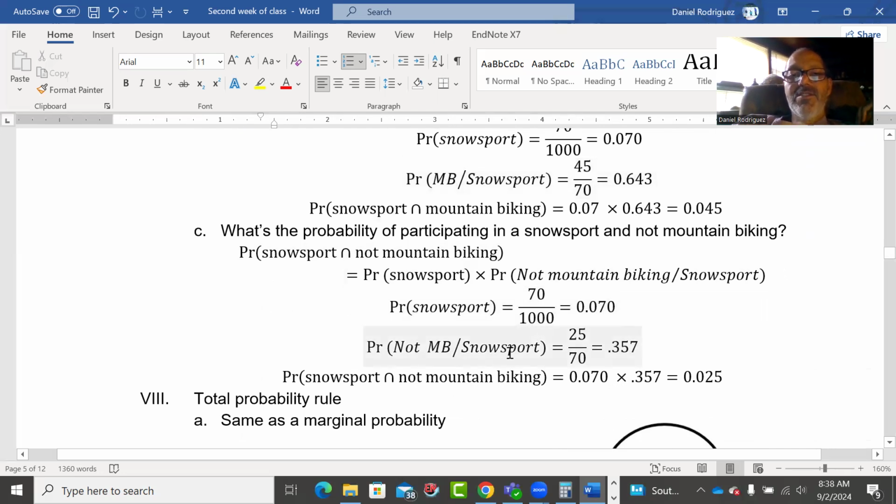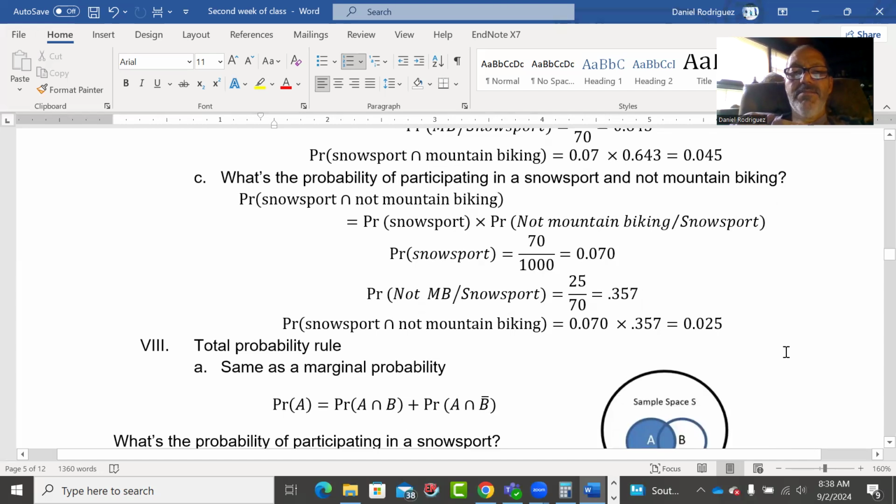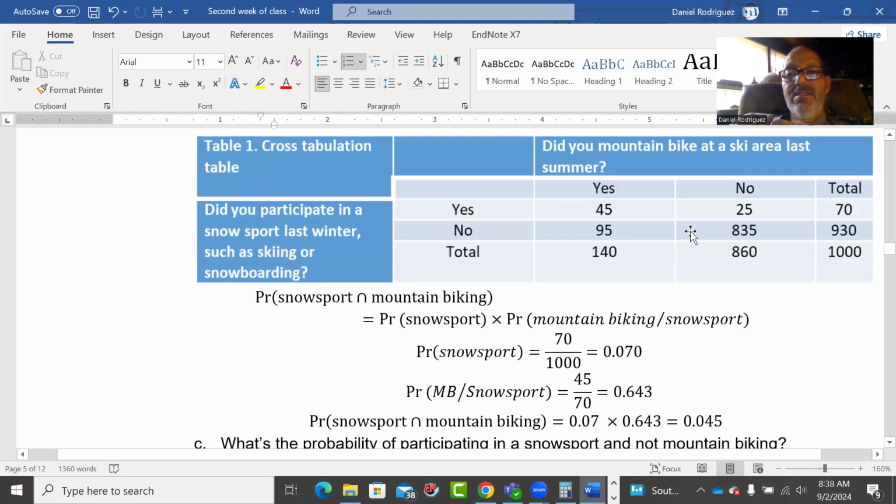So among those who participated in snow sport, you could have either mountain biked or not mountain biked. So the difference between the two, right, would give us the answer. Oh, not the difference. We subtract this value from one, right? 1 minus 0.643 would give us the complement of mountain biking given one participating in a snow sport, and that's 0.357. So you can do it either way. That's fine. We multiply them together, we get 0.025. So that's the probability of participating in a snow sport and not mountain biking, right? The same as 25 divided by 1,000.